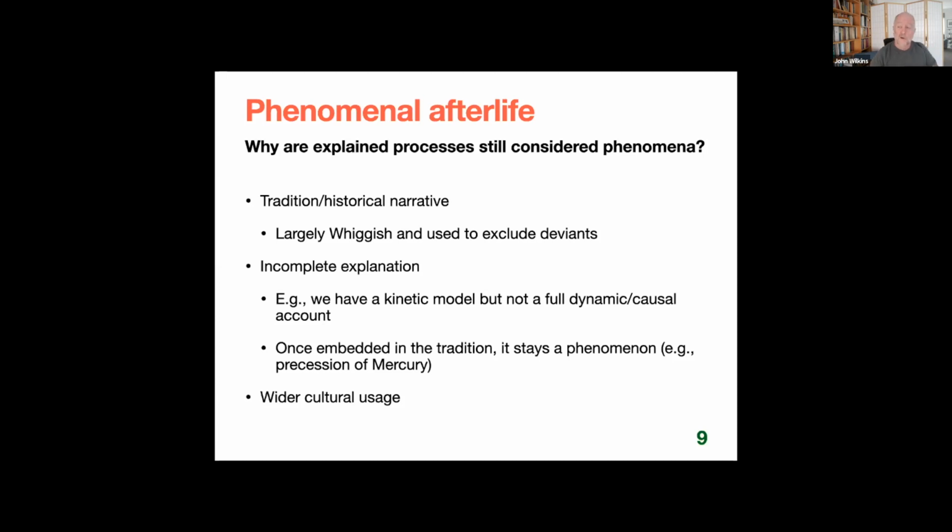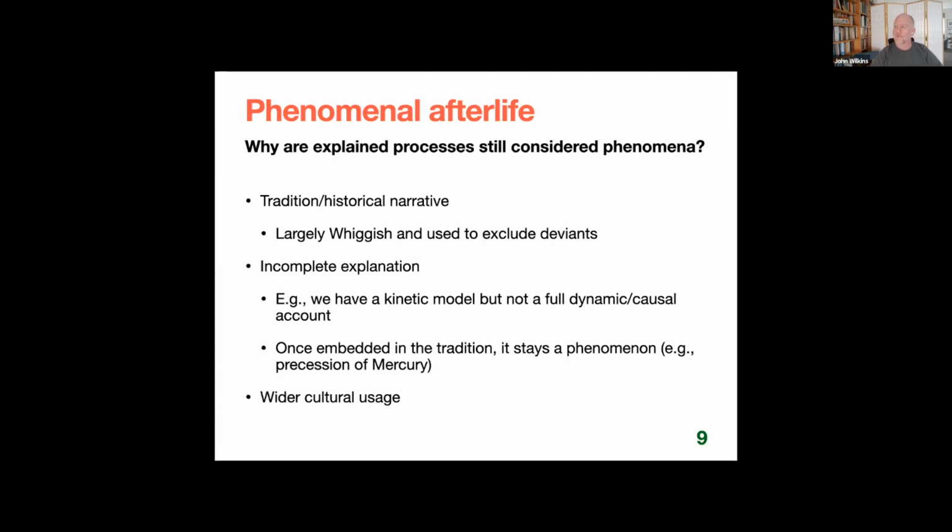And Einstein later refined that. So that's one reason. It's used to exclude deviant data in the traditions. The other two are, there's an incomplete explanation. That is, we've got what in the 19th century they would have called a kinetic model, a description of the behavior of the system, but not a causal model, what physicists called a dynamic model in the 19th century. And finally, there's a wider cultural use.